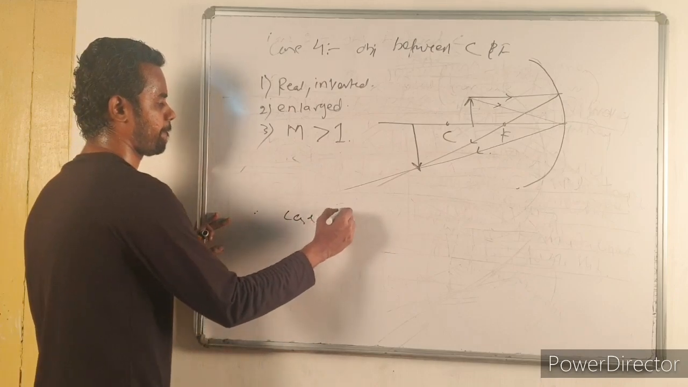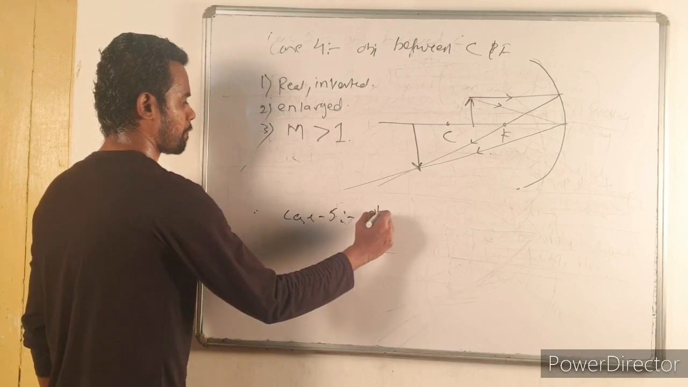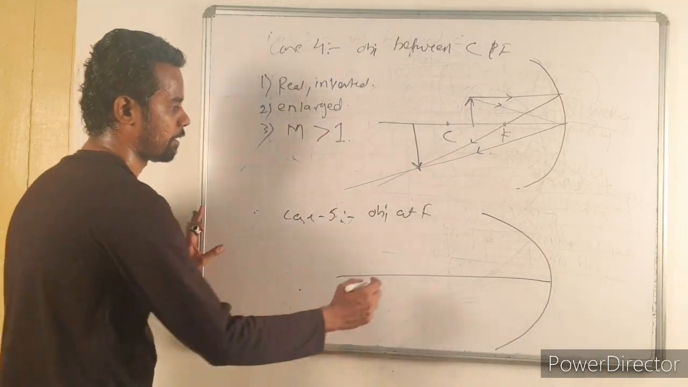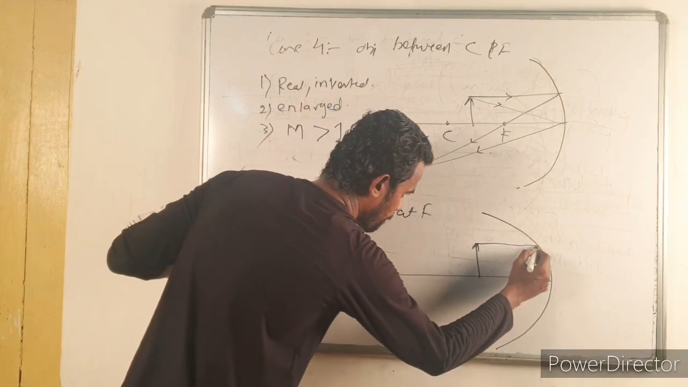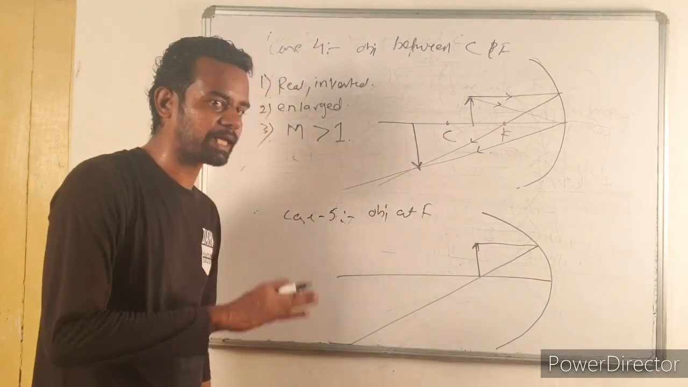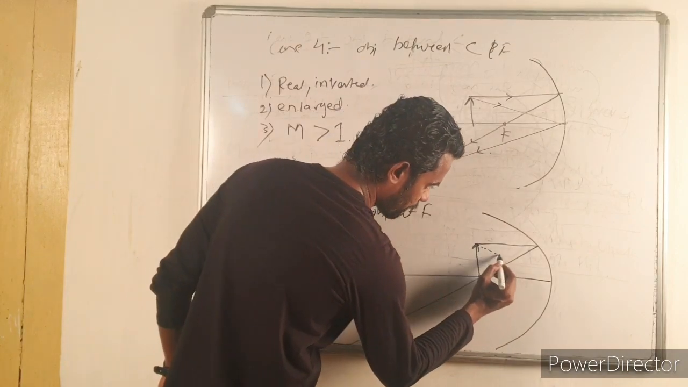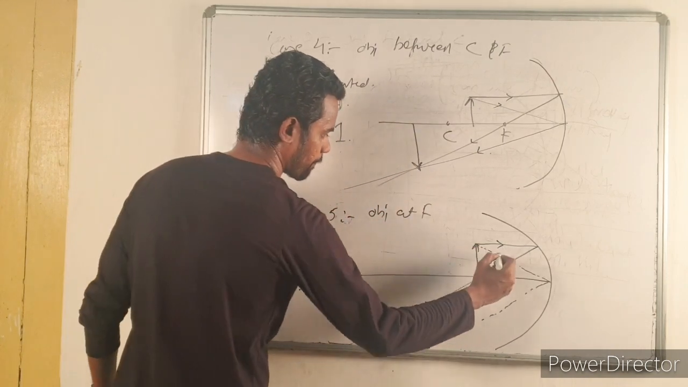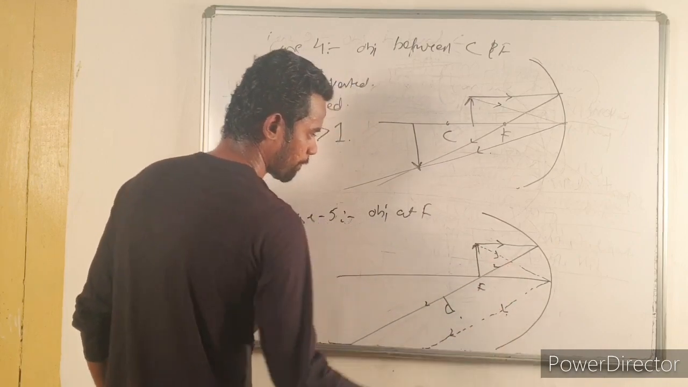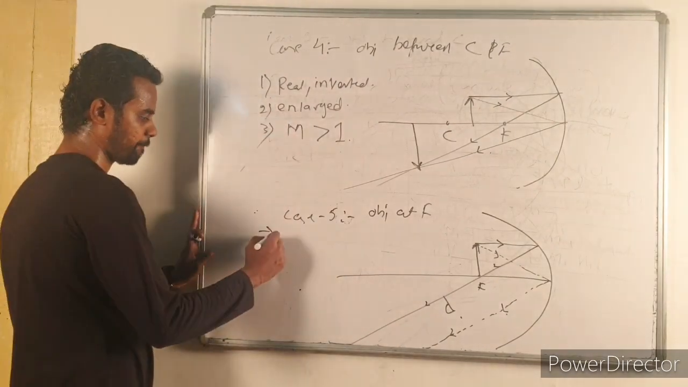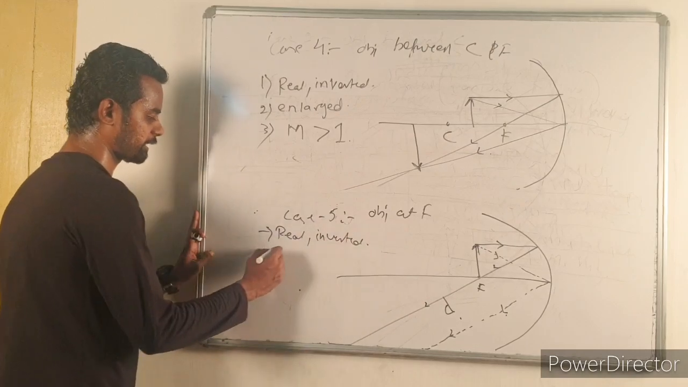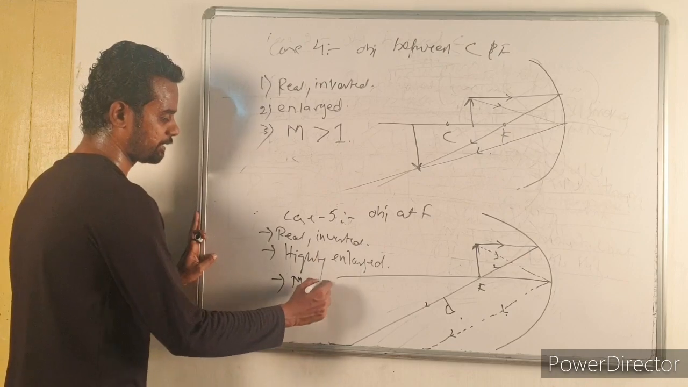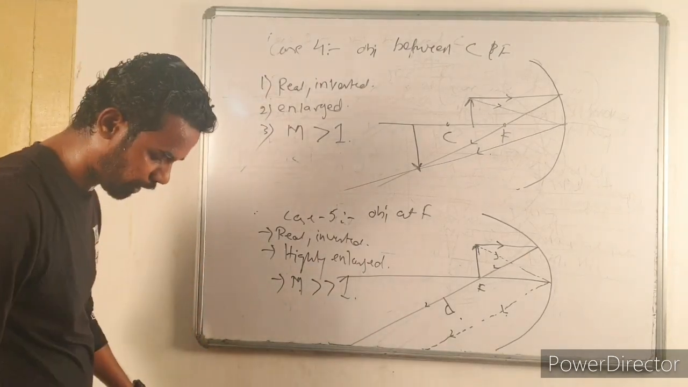Again, case 5. At F. Now in this case, it will be a little different. The image formed in this case we cannot see. But why can we not see? Because the image will be formed at infinity. Alright. So again, the image will be real and inverted. In this case, it is highly enlarged or highly magnified. So magnification here is very, very greater than 1.